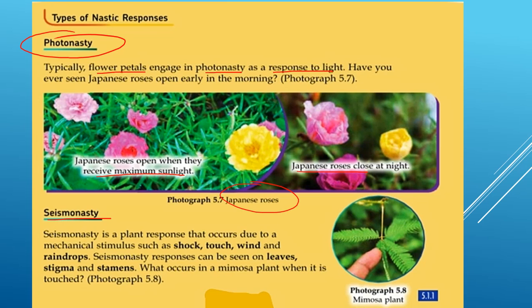Seismonasty is a plant response that occurs due to mechanical stimuli such as shock, touch, wind, and raindrops. This response can be seen on leaves, stigma, and stamens. Stigma and stamen are the reproductive organs of flowering plants. We have an example, this is the mimosa plant. When it is touched, what happens? Its leaves become shy, right? They fold up. So that is a response to shock, touch, or raindrops. So that is seismonasty.